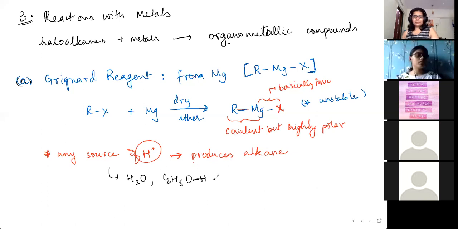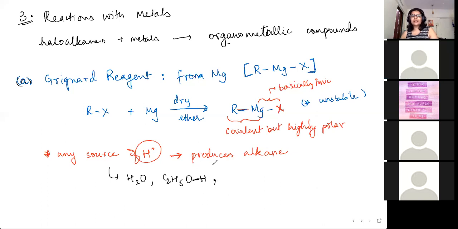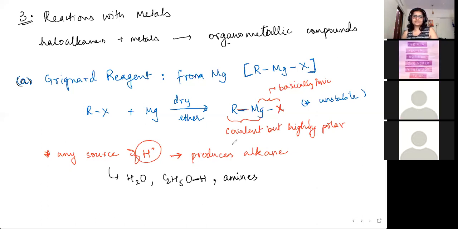So even basic substances, as long as they have a hydrogen, so even amines are enough. It is capable of taking hydrogen from amines also, which are primarily basic. For practical purposes, you generally treat them as a base. But in this context, for Grignard reagent, it is acidic enough. Oh, you have hydrogen, I'm going to take it. That's what it's going to do. So even these are sufficiently acidic for Grignard reagent.